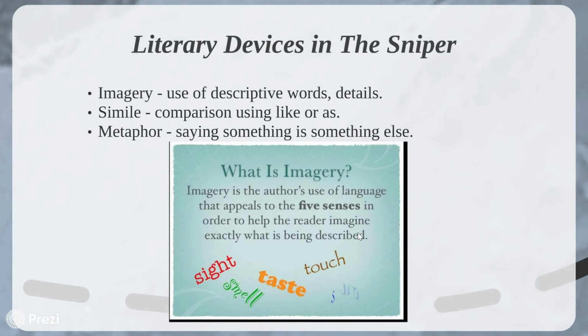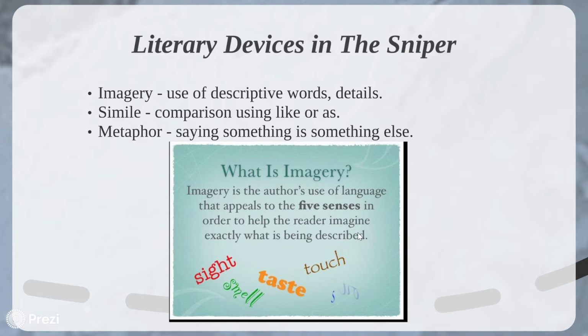So we're going to look at the literary devices in The Sniper. I think we're going to look at maybe 6 or 7 of them, and we're going to talk about the first 3 now: imagery, simile, and metaphor. Imagery is when the author uses descriptive words, sensory language, the show don't tell method to get his point across to the reader. The whole point of imagery is to create a picture in your head. So the author is like a painter.